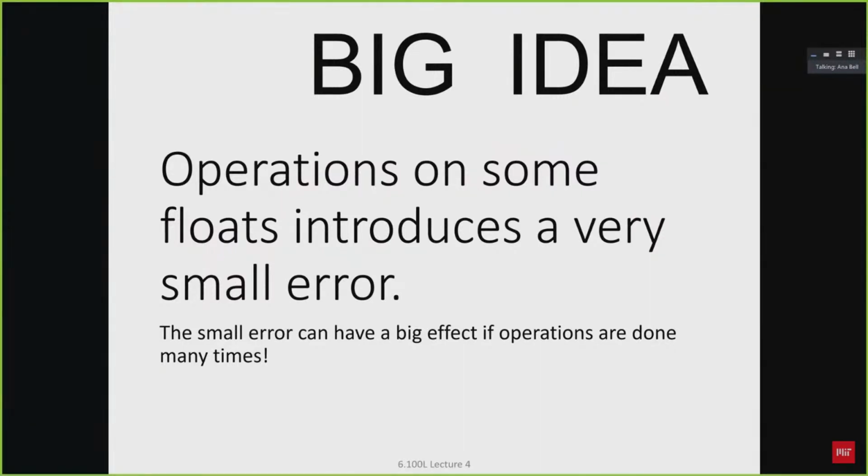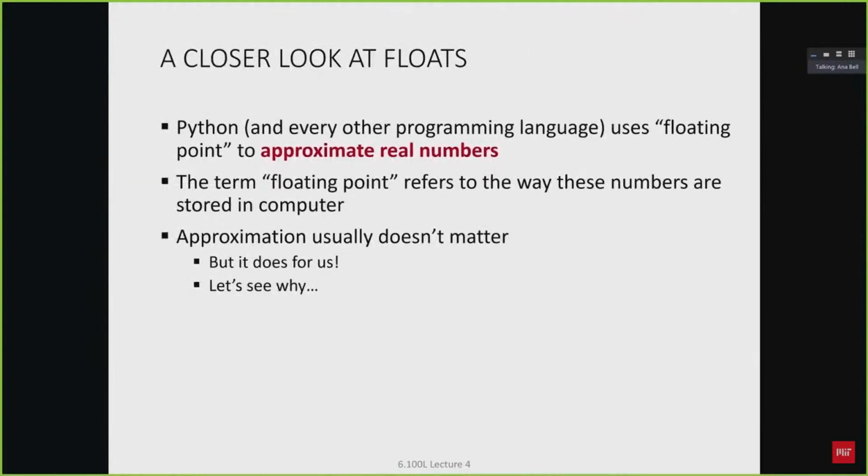And so the big idea here is we have operations on floats, and because of the way floats are actually stored in computer memory, these operations introduce a very small error, super, super small, every time you do an operation with a float. But the more you do this operation that has this tiny error, the more this error gets magnified, right? And so then we see surprising results like that. And that comes about with the way that floats are actually stored in the computer.